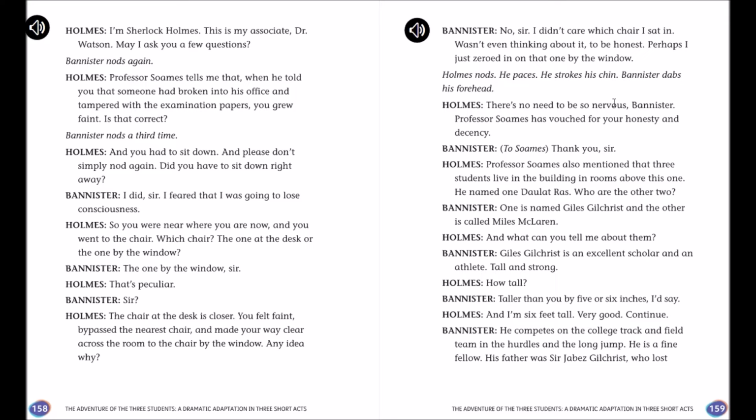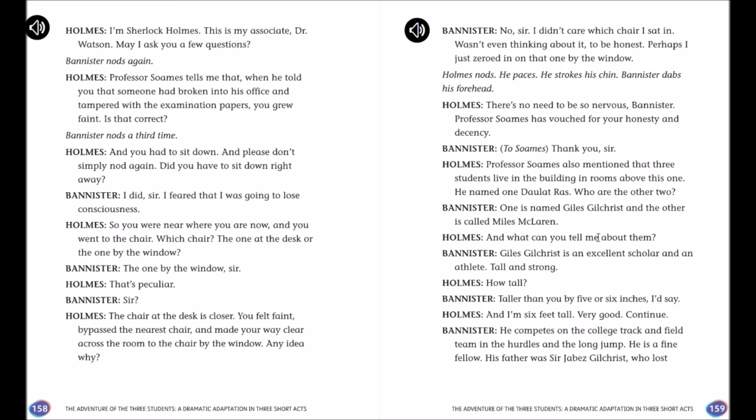Holmes. There's no need to be so nervous, Bannister. Professor Soames has vouched for your honesty and decency. Bannister to Soames. Thank you, sir. Holmes. Professor Soames also mentioned that 3 students live in the building in rooms above this one. He named one Dowlett Ross. Who are the other 2? Bannister. One is named Giles Gilchrist, and the other is called Miles McLaurin.